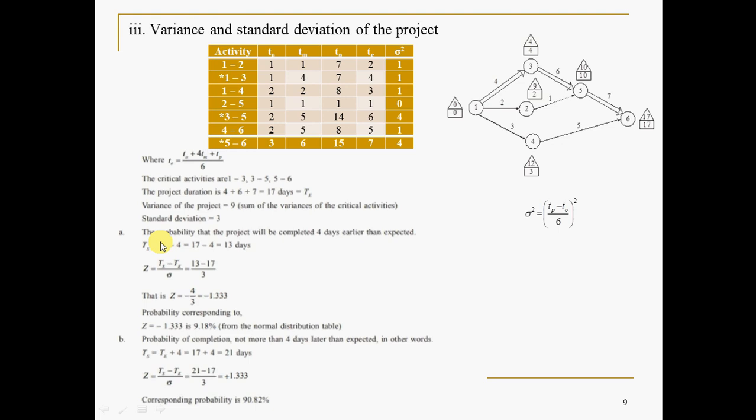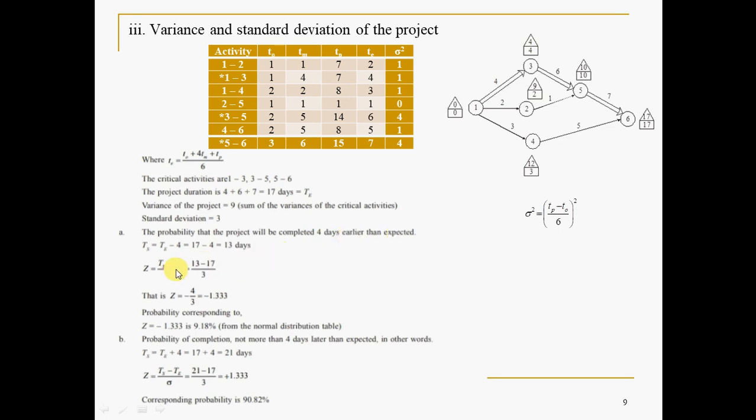The question is the probability that the project is completed 4 days earlier than expected. What is the expected time? Expected time is 17 days. 4 days earlier than expected means your TS will be 17 minus 4, that is 13 days. So the question is, what is the probability of completing the project in 13 days? Instead of giving 13 days directly, it says 4 days earlier than expected. Your expected duration is 17, and 4 days earlier means 13.